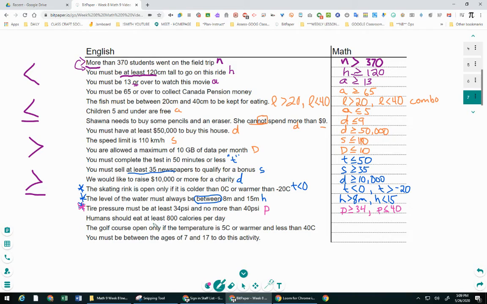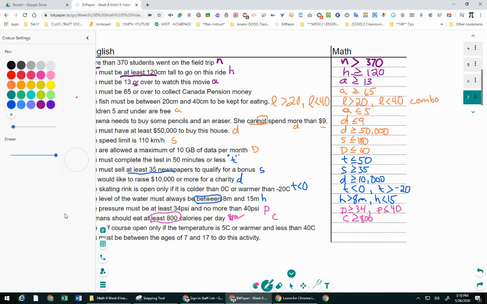Humans should eat less than 800, at least. Oh, see, I misread it there. Humans should eat at least 800 calories. So if we hit 800, we're good, right? That's supposed to be a 0 there. So let's use C for calories. Calories is supposed to be at least, so it has to be equal to 800 or greater than. Obviously, if you eat 900, you're good. 1100, you're good. 914, you're good.